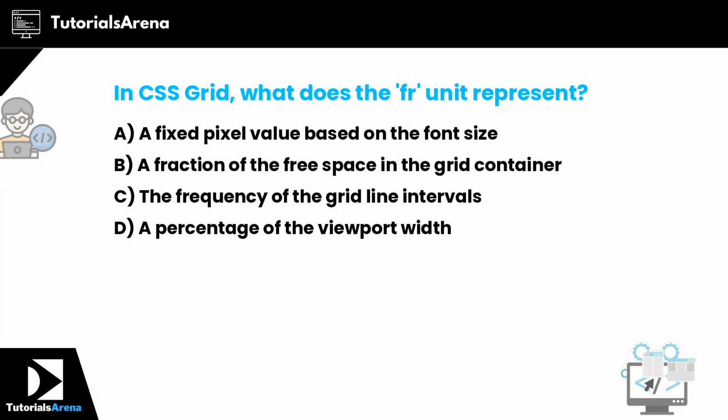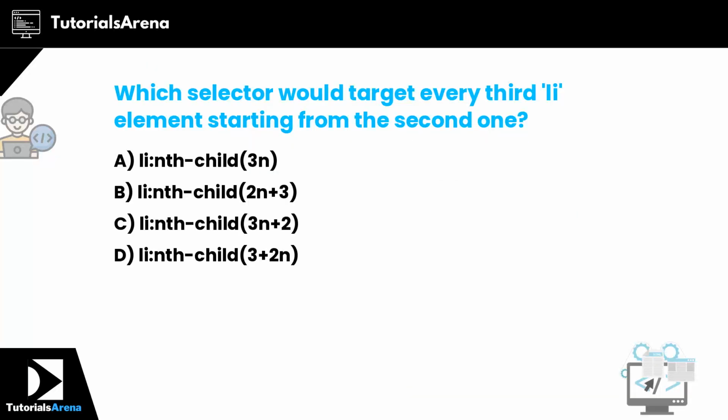In CSS Grid, what does the fr unit represent? The correct answer is option B, a fraction of the free space in the grid container. Which selector would target every third li element starting from the second one? The correct answer is option C, li:nth-child(3n+2).